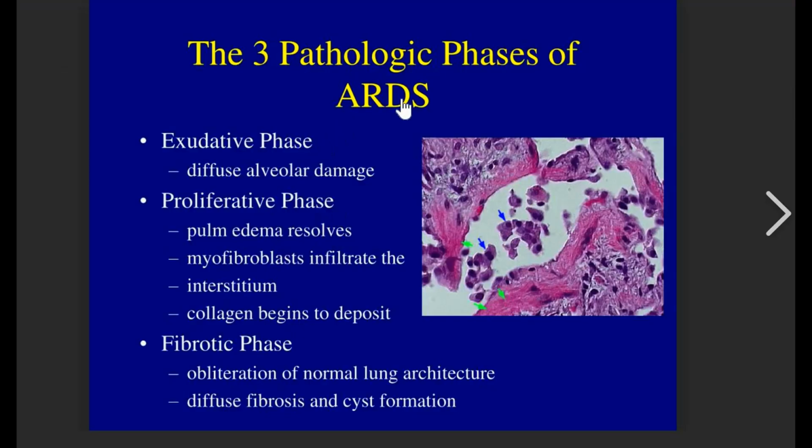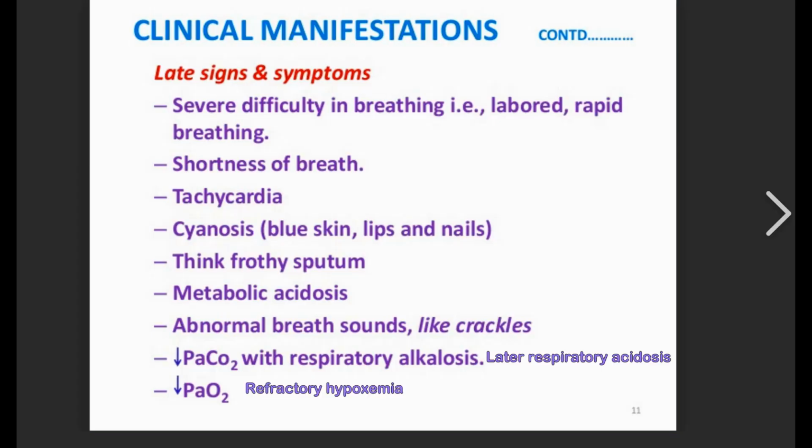So we learned about the 3 phases of ARDS. Exudative, the initial phase. Proliferative, trying to proliferate, regenerate the alveolar cells. Some patients may recover during proliferative phase. If not, it leads to fibrotic phase, which is major fibrosis of the lung, where patients may have poor prognosis or poor recovery. Now let's see the signs and symptoms.